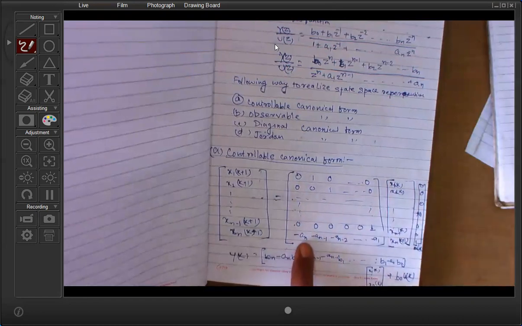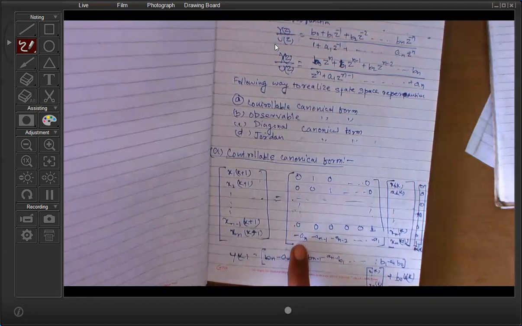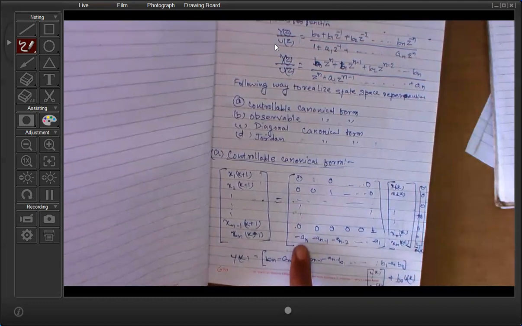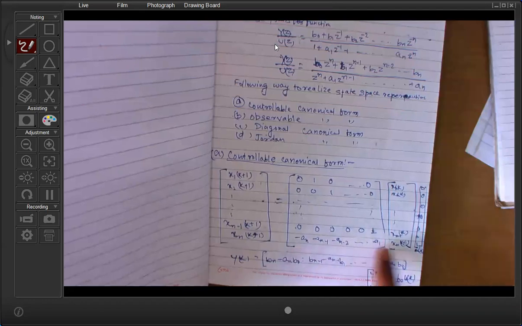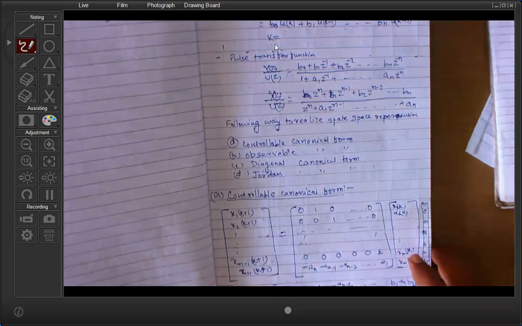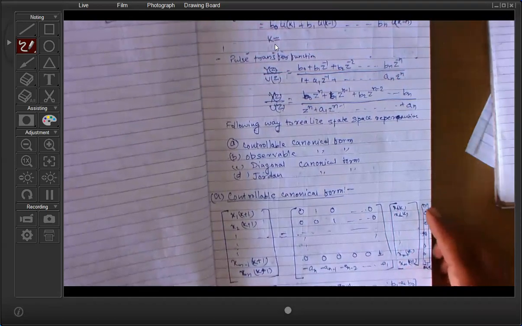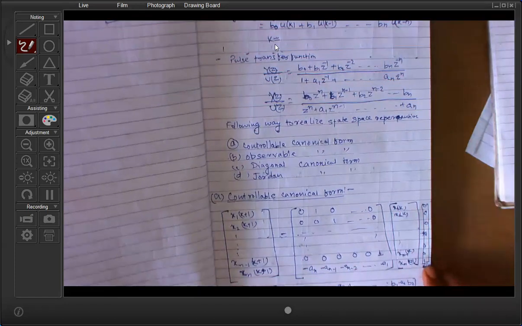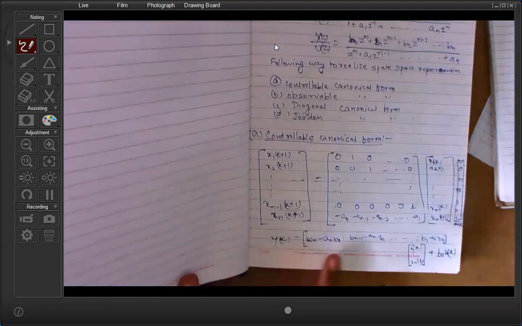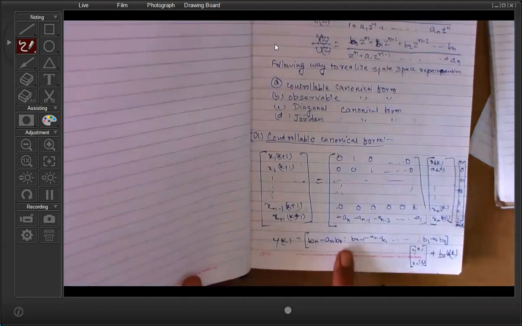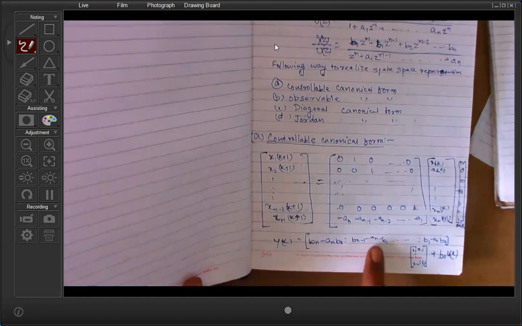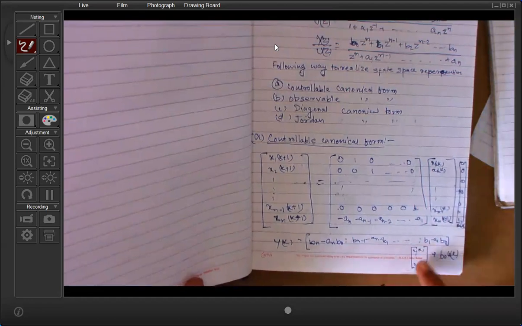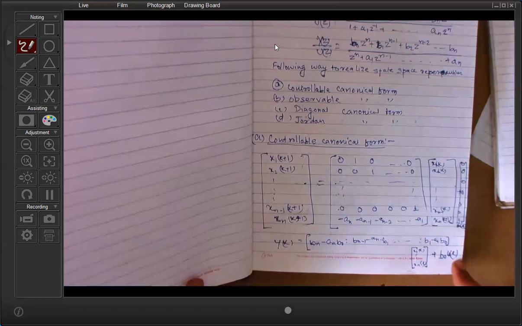And finally the coefficients of the denominator you have to write in the last row, that is minus an, minus an minus 1, up to minus a1, times x1(k), x2(k), up to xn(k), plus 0 0 0 0 1 times u(k). And the output equation becomes y(k) equals [bn minus an b0, bn minus 1 minus an minus 1 b0, up to b1 minus a1 b0] times x1(k), x2(k), up to xn(k), plus b0 times u(k).